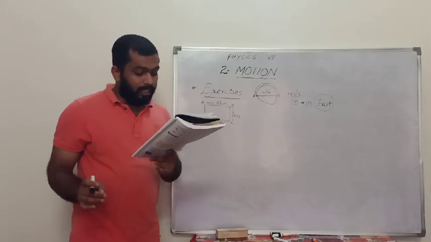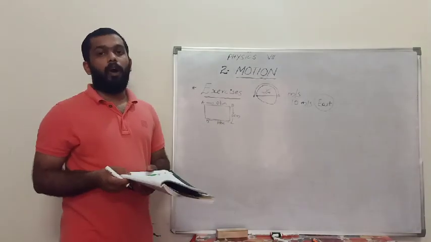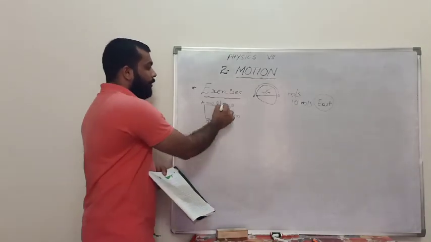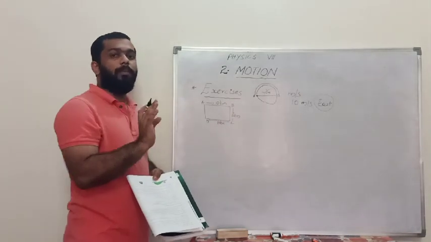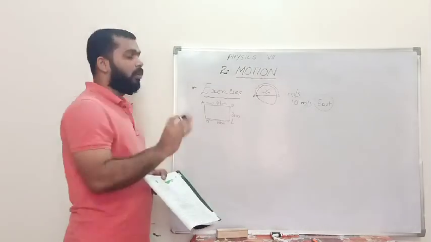First question, the distance covered by the object. How much distance is covered? You have to add these: 10 plus 6 is 16, plus 10 is 26. So 26 kilometer is the distance moved by the object.